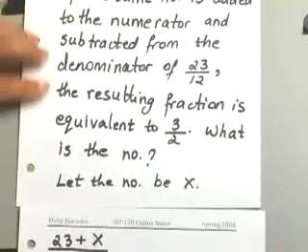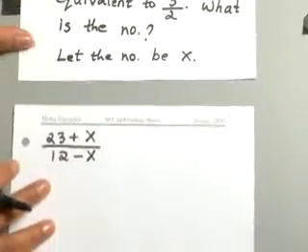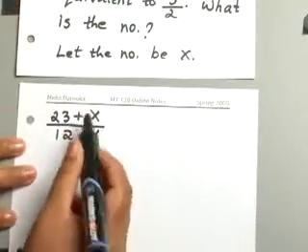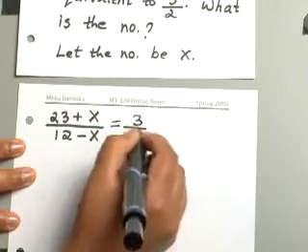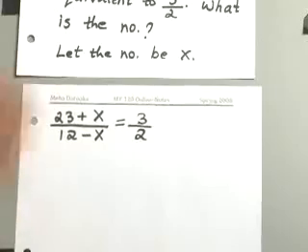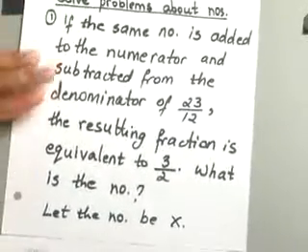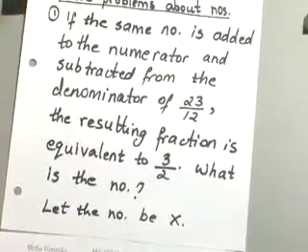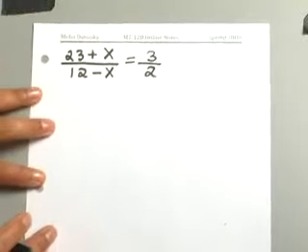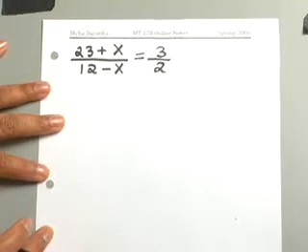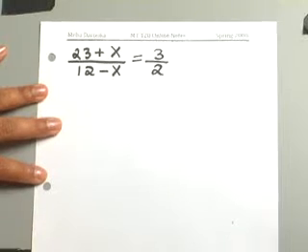The second part says the resulting fraction is equivalent to 3/2. So once you add and subtract from your numerator and denominator, the resulting fraction is equivalent to 3/2, and you have your equation. As you can see, all the information you needed was right there in the problem. Let's see what our x is. You have (23 plus x) over (12 minus x) equals 3/2.